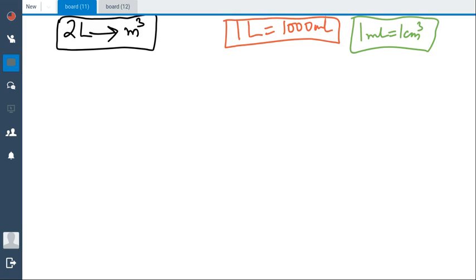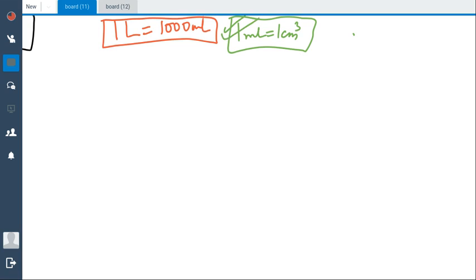So we were doing this: 2 liters equals how many meters? You have to convert this. I already told you a few things which you know: 1 liter is equal to 1000 milliliter, and 1 milliliter is equal to 1 centimeter cube. The standard, you have to learn this.